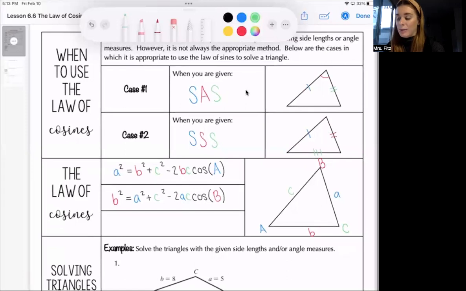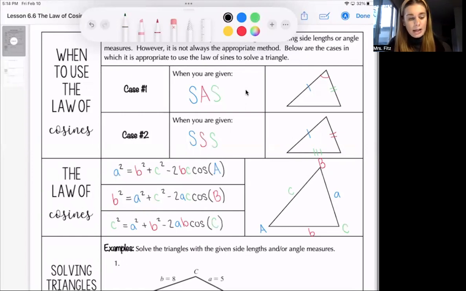And then the last way we could write it is if we want to use angle C, we could write it as c squared equals a squared plus b squared minus 2ab cosine of C. Remember, the capital letters stand for those angle measures.